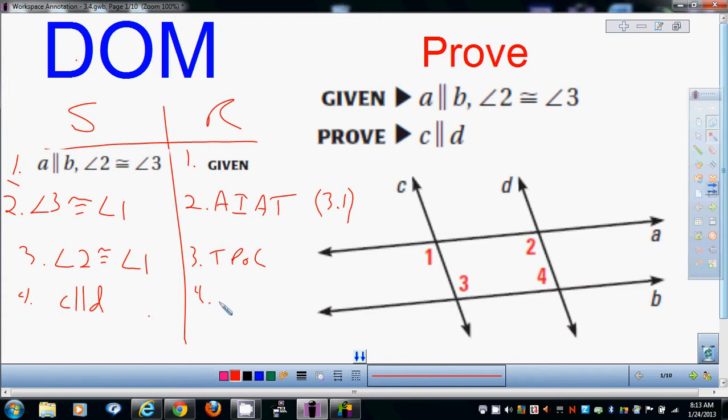Someone said it a minute ago. They said, "What kind of angles are these?" And then I just said that same thing. Except what? That's right. Corresponding angles.